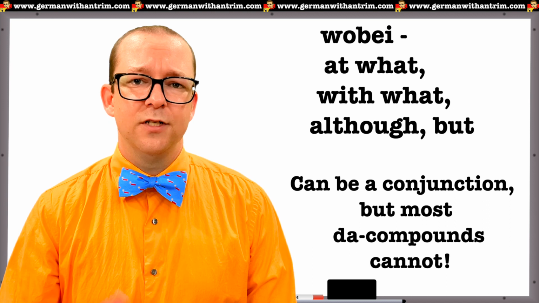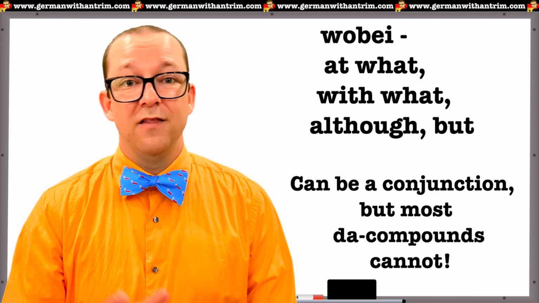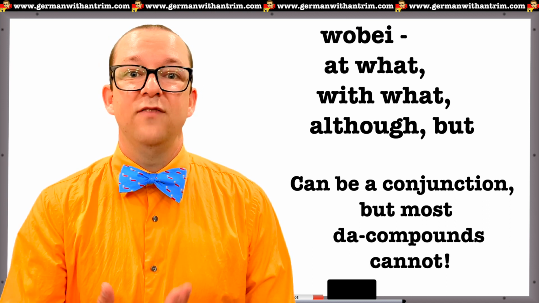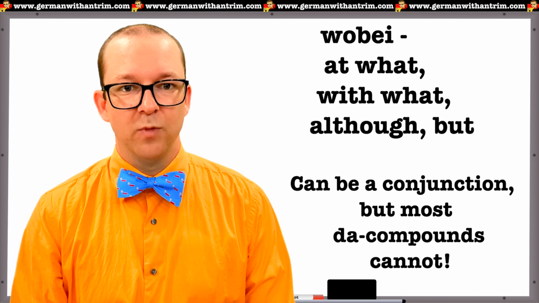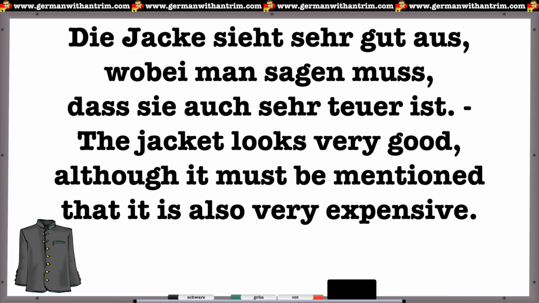Wobei can be used as a conjunction that introduces a clause that either adds an objection or a bit of necessary context to a situation. For example, Die Jacke sieht sehr gut aus, wobei man sagen muss, dass sie auch sehr teuer ist. The jacket looks very good, although it must be mentioned that it is also very expensive.